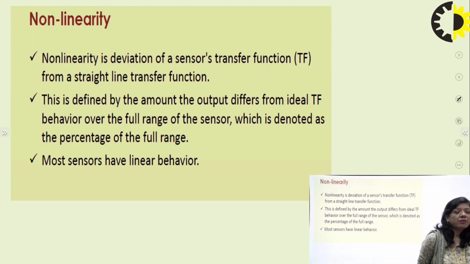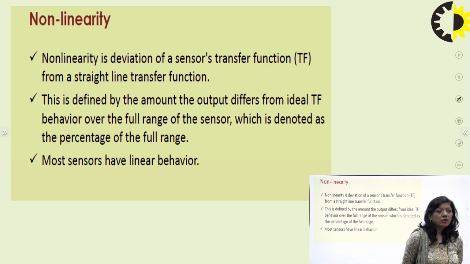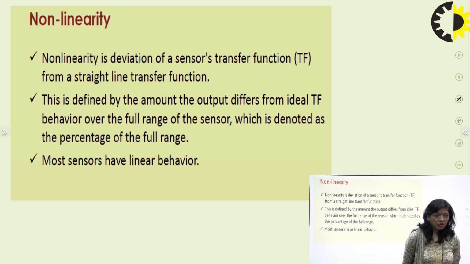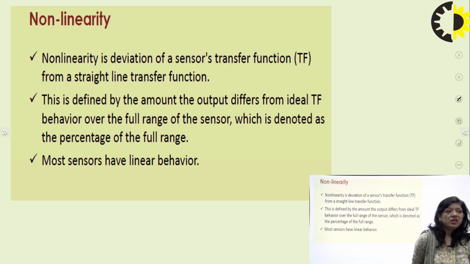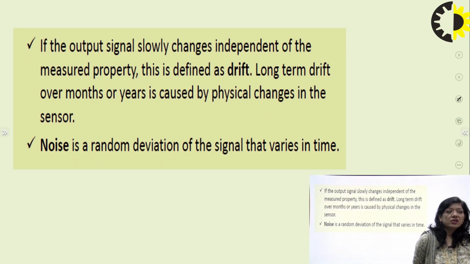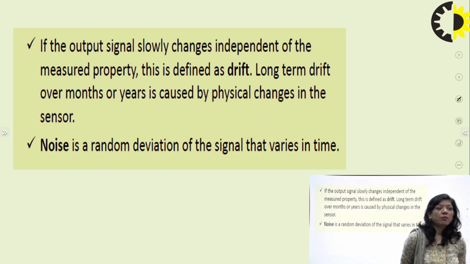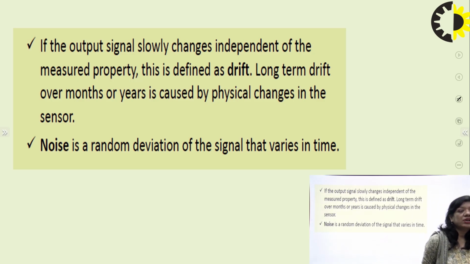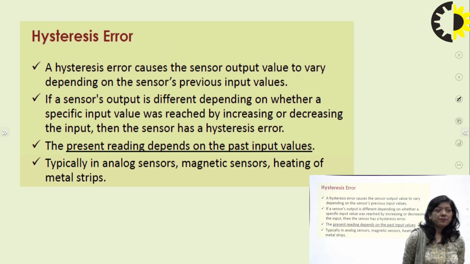This is defined by the amount the output differs from ideal TF behavior over the full range of the sensor, which is denoted as a percentage of the full range. Most sensors have linear behavior. If the output signal slowly changes independent of the measured property, this is defined as the drift. Long-term drift over months of the year is caused by physical changes in the sensor. Noise is a random deviation of a signal that varies in time.